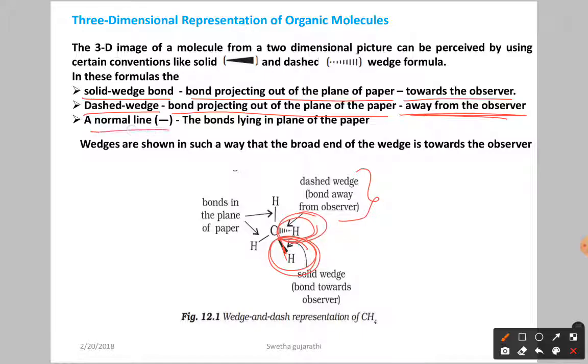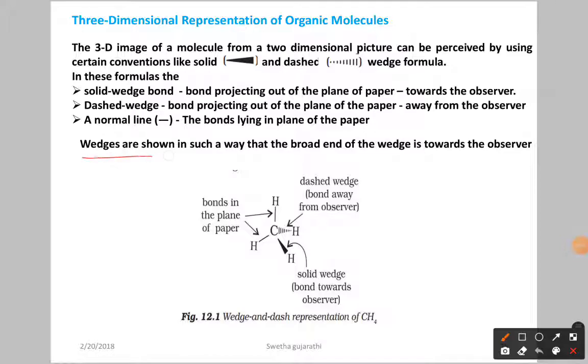Here a normal line, these two lines, are bonds lying in the plane of the paper. So they are present on the plane of the paper. So this is the example. Here you can see the wedge and dash representation for methane.